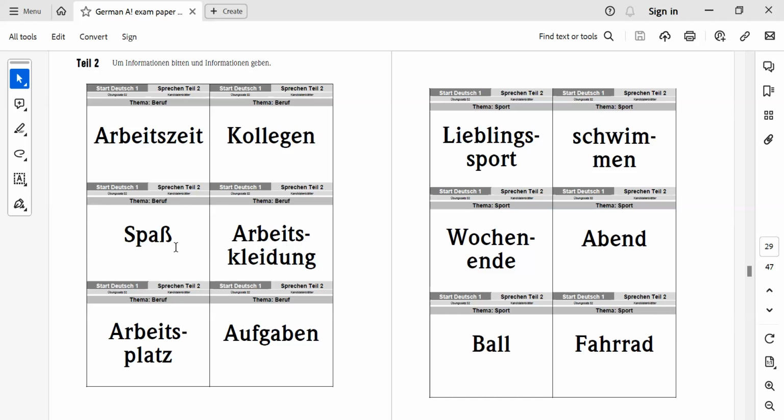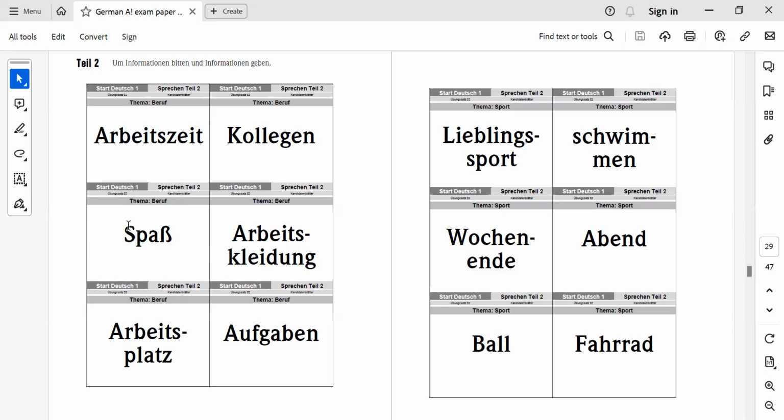Spaß, fun. Haben Sie Spielspaß? Do you have a lot of fun? Or haben Sie viel Spaß im Büro? Do you have a lot of fun in the office? Genießen Sie Ihren Tag? So do you enjoy your day in the office? Genießen Sie Ihren Tag im Büro?